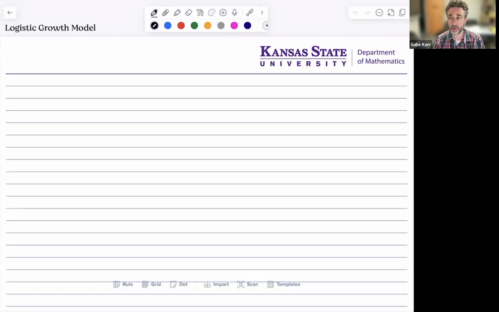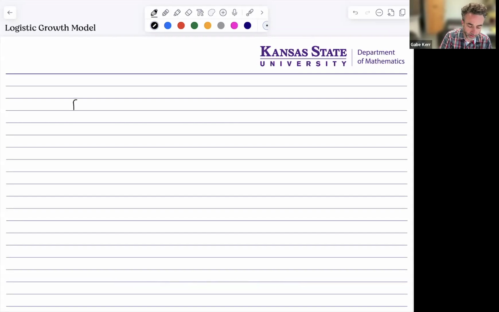Hello, everyone. In this video, we're going to talk about another population growth model. We haven't talked too much about populations. We've been looking more at just sequences and how they work. Now we're going to use a model that's very often applied to populations.